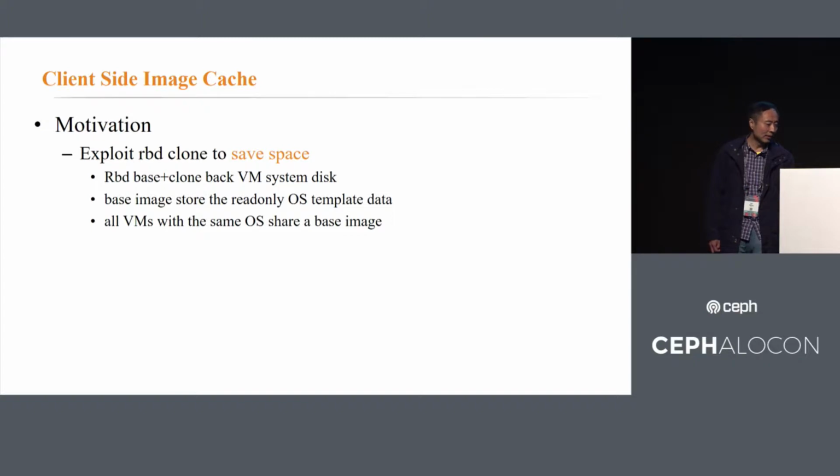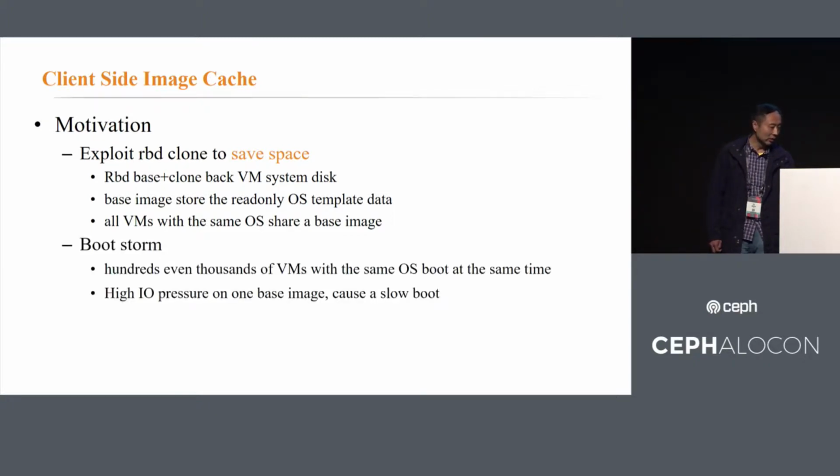In that way, we can save storage space, but at the downside, it introduces another severe issue: the boot storm. If hundreds, even thousands of virtual machines with the same operating system boot at the same time, which can happen because these virtual machines may belong to the same tenant and start simultaneously to do some work, very high I/O pressure will fall on the one single base image.